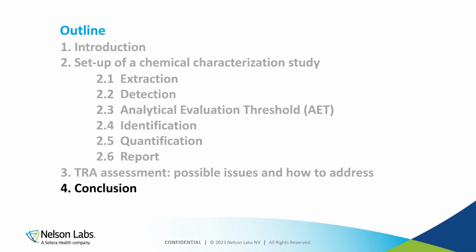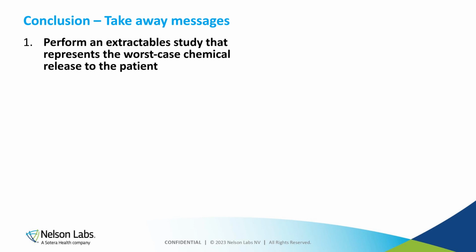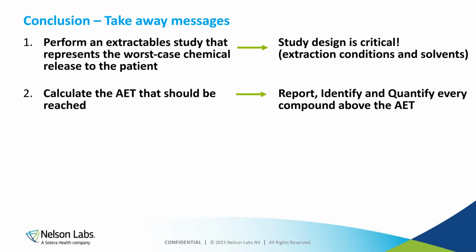So with that, I want to end my presentation with a conclusion, some takeaway messages. So when doing a chemical characterization study, you have to perform an extractable study that represents the worst case chemical release to the patient. So here, the choice of your study design is critical. The choice of your extraction conditions and solvents is crucial. Next, you need to calculate the AET that should be reached. And you need to report, identify, and quantify every compound above the AET.